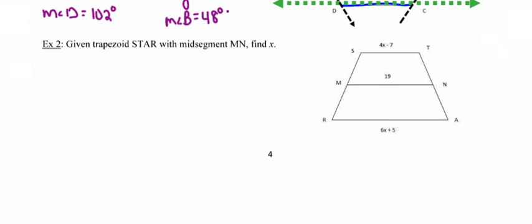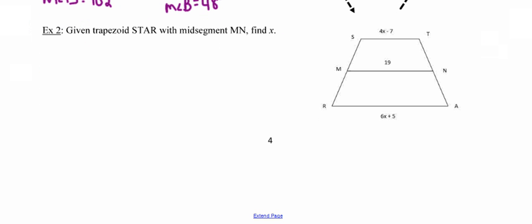All right, the last question on this page has to do with midsegment MN. So anytime we have the length of a midsegment, we know that the length of that midsegment is equal to the average of the two bases, or in other words, half the sum of the two bases. And we always start by putting the formula down on our paper. So midsegment MN is equal to half the sum of the other two bases. So base ST plus base RA.